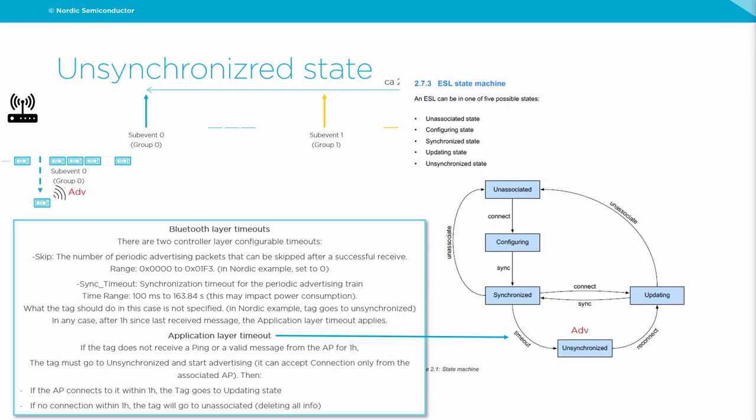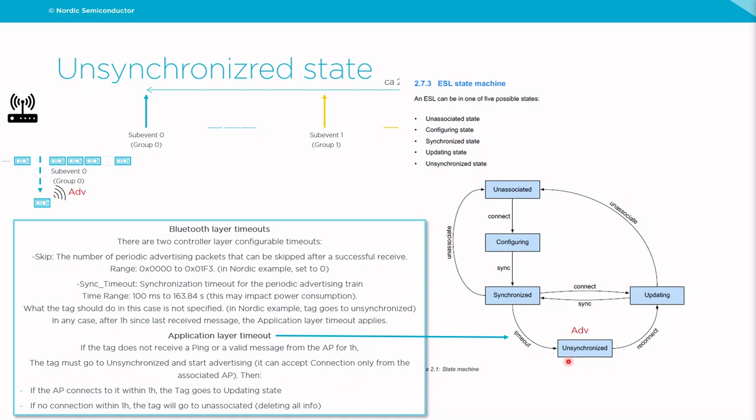Another important aspect of the state machine is that the tag may lose the synchronization from a PAwR point of view or from a Bluetooth ESL point of view. From a Bluetooth ESL point of view, it's important to remember that if a tag does not resolve a command within 1 hour, the tag needs to move to unsynchronized state. Please pause the video to read which are the timers that affect this and in which other case the tag may lose synchronization at Bluetooth level.